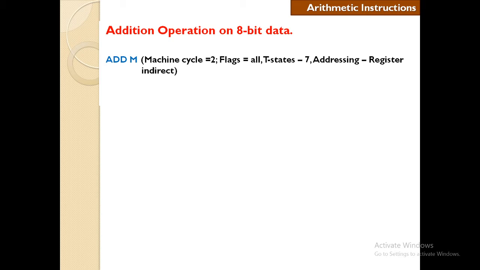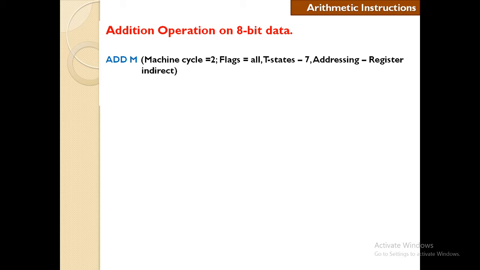Now ADD M here will require 2 machine cycles, because ADD M itself has an operation code which will first be fetched by the microprocessor. Only after the decoding of that particular instruction or opcode will the microprocessor be able to understand that it is the ADD M instruction.